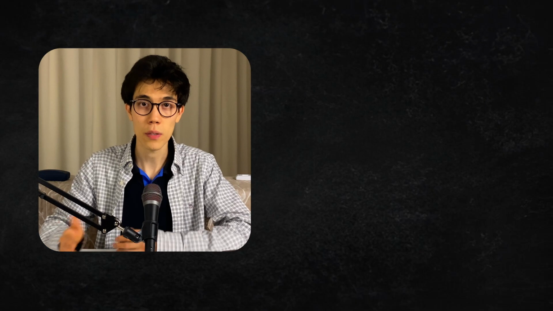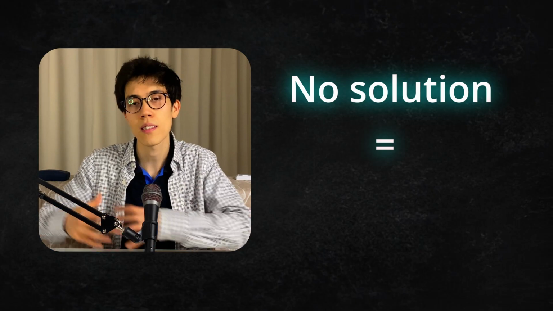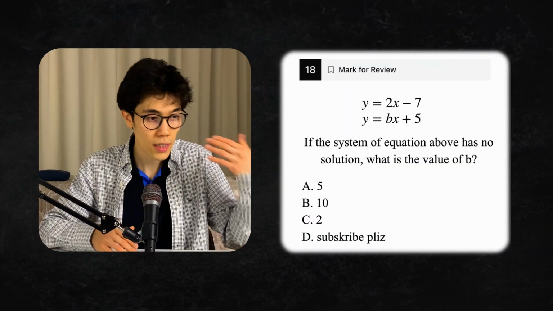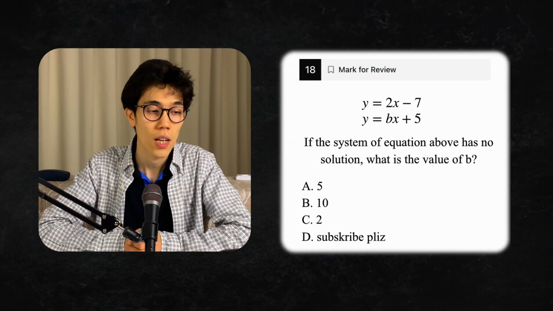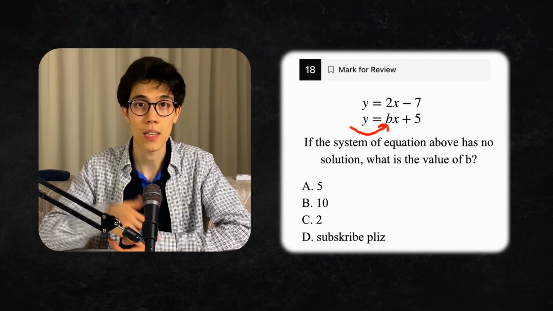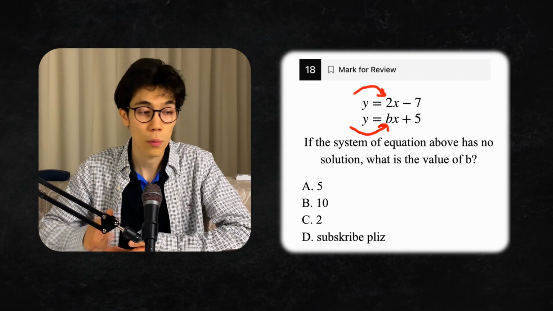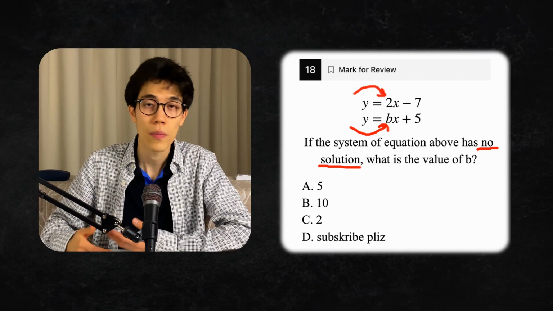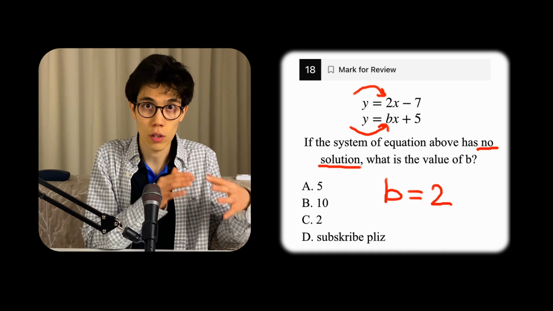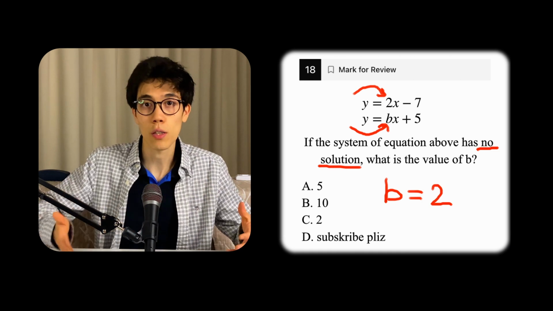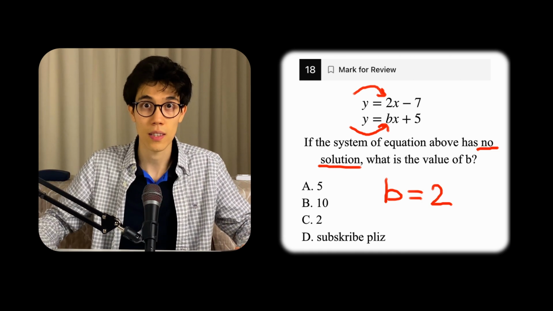You just need to remember that no solutions means the same slope. So for example, take a look at these two equations. The slope of the first one is unknown b, and the slope of the second one is 2. And because they have no solution, b will be equal to 2. I hope it makes sense.